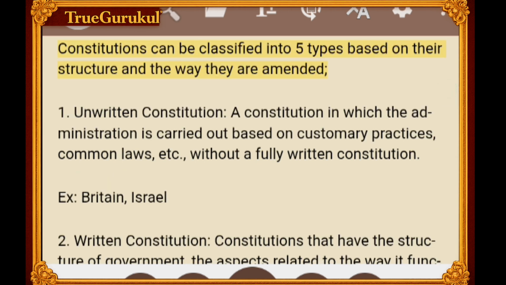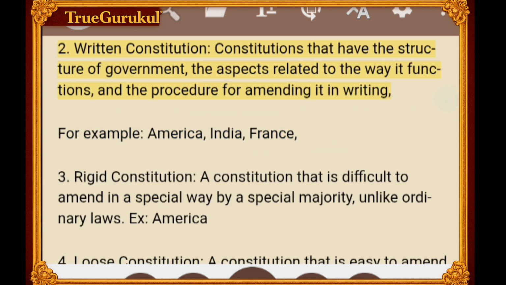Constitutions can be classified into 5 types based on their structure and the way they are amended. 1. Unwritten constitution, a constitution in which the administration is carried out based on customary practices, common laws, etc., without a fully written constitution. For example, Britain, Israel. 2. Written constitution, constitutions that have the structure of government, the aspects related to the way it functions, and the procedure for amending it in writing. For example, America, India, France.